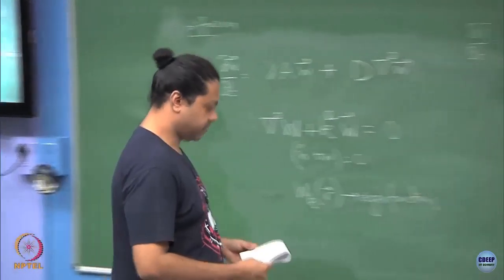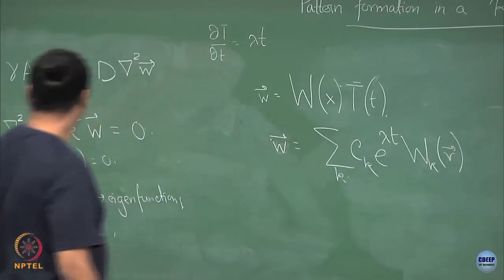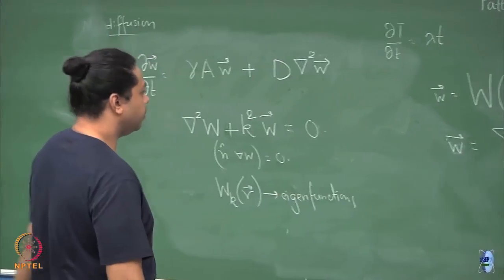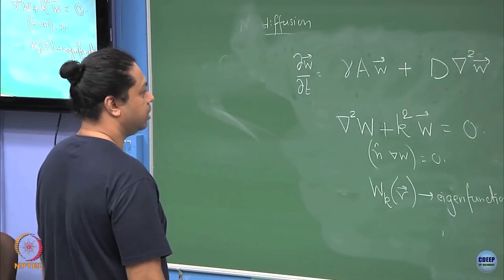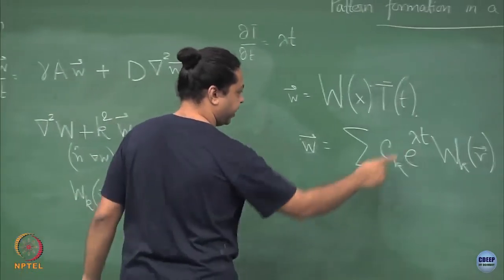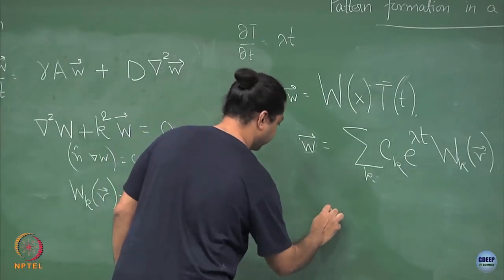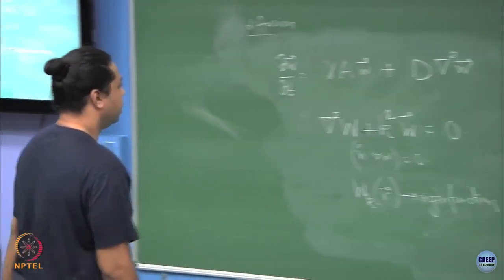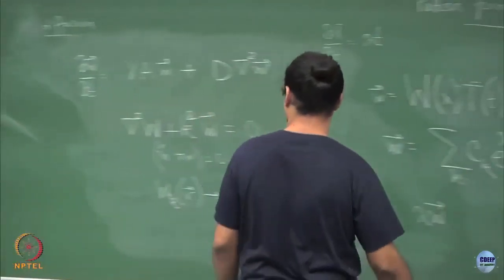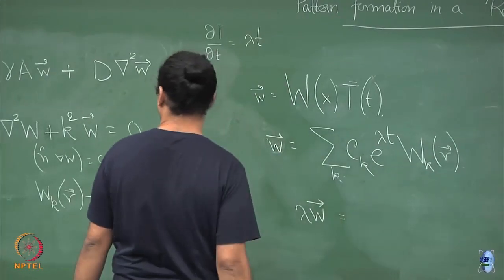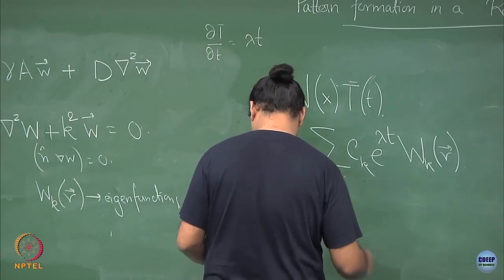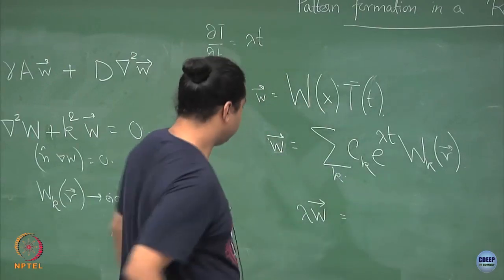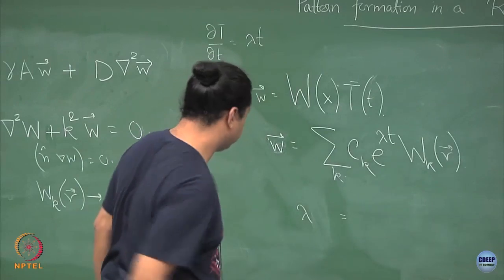So now I take this general solution and I put it back into this equation that I want to solve, del w del t. So what does this give me? On the left hand side, del del t will bring down a lambda times a W. On the right hand side I have this lambda times, this is the capital W, so let us make it clear.